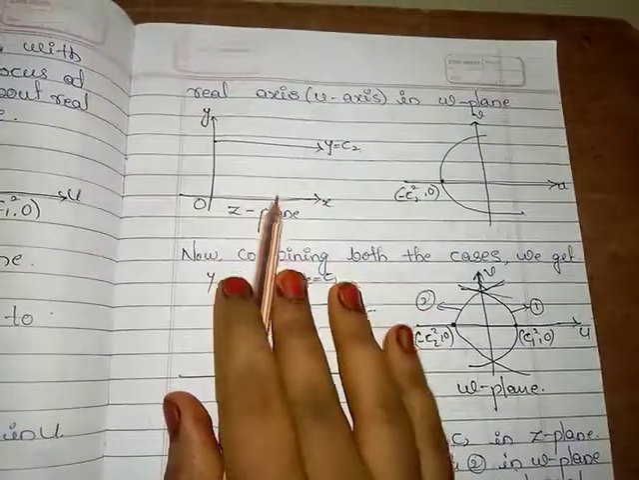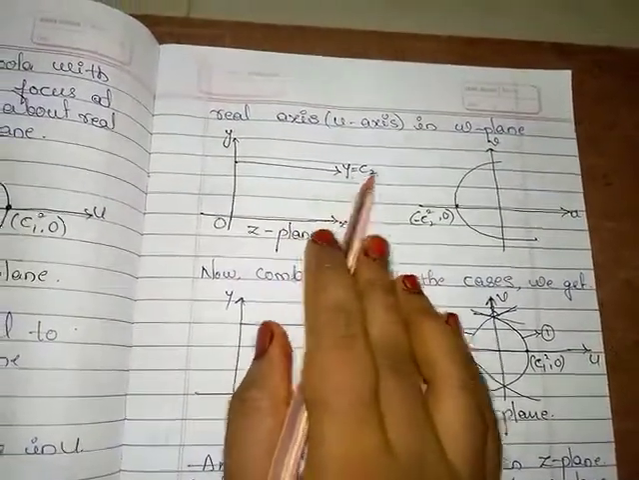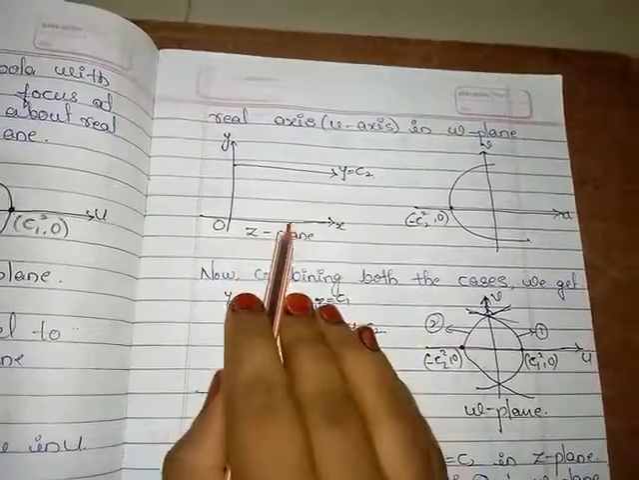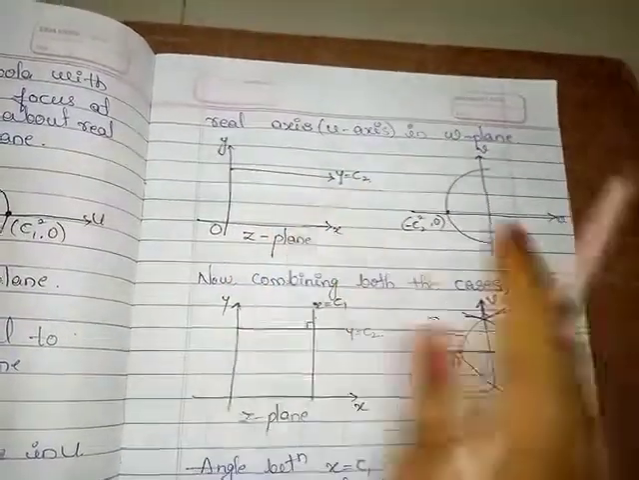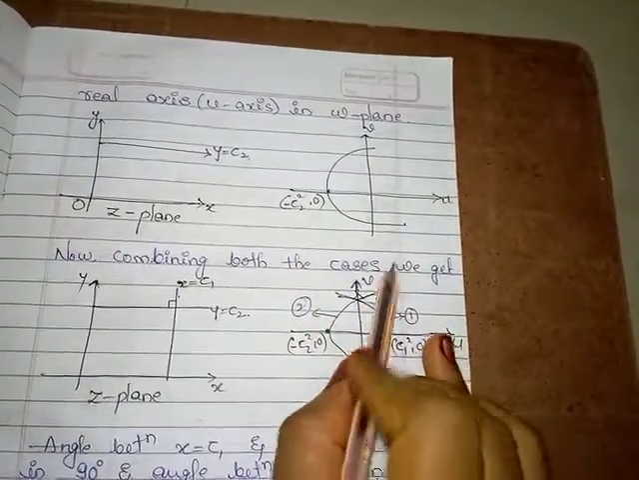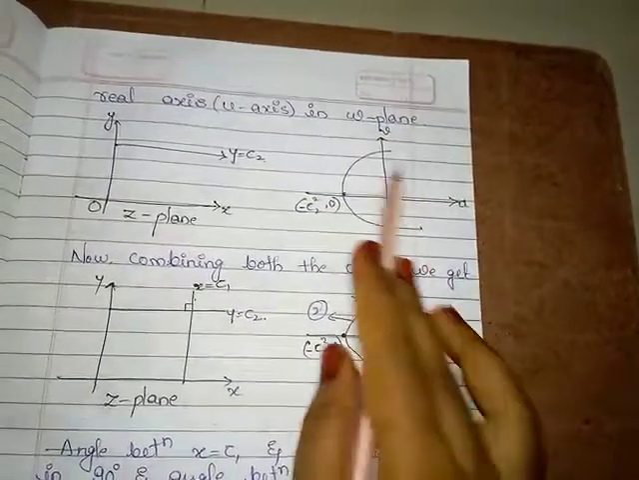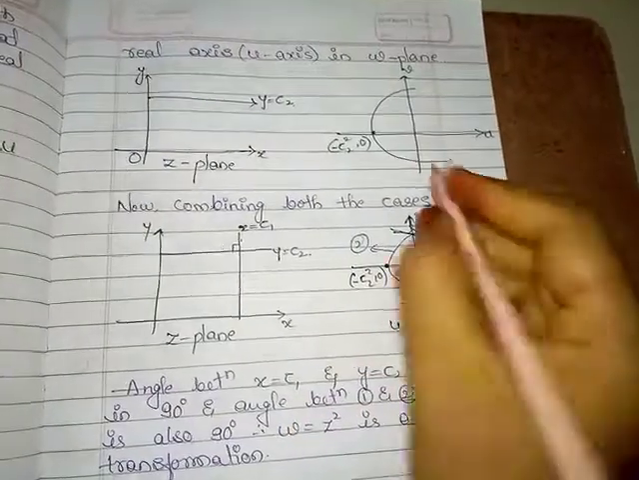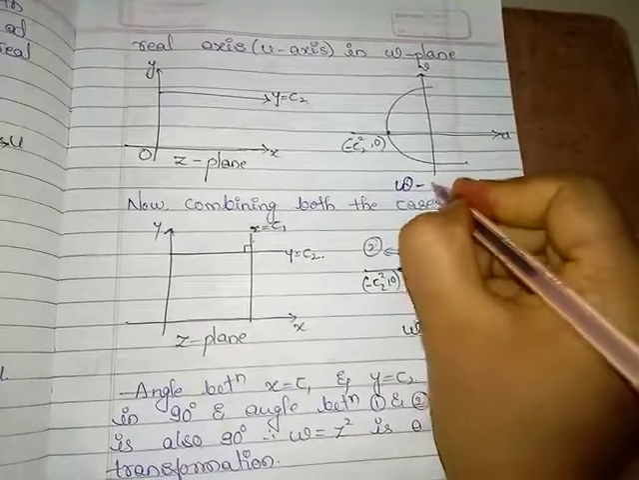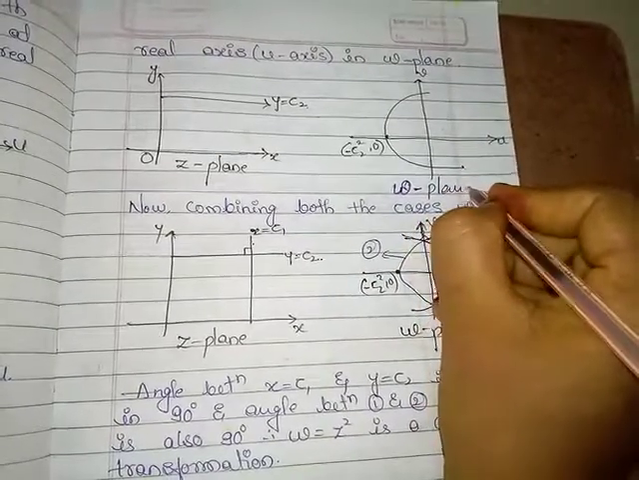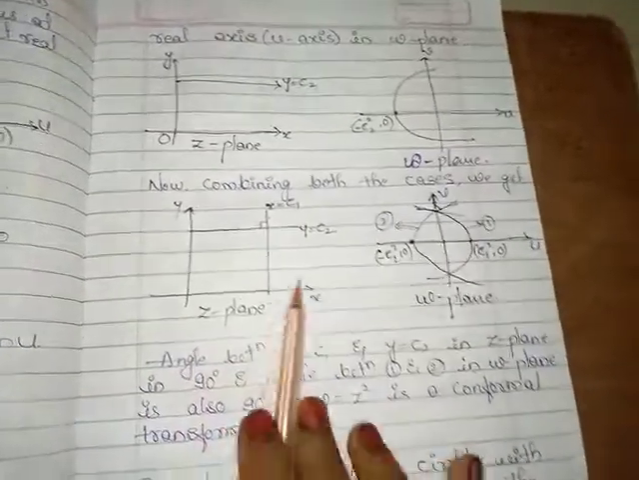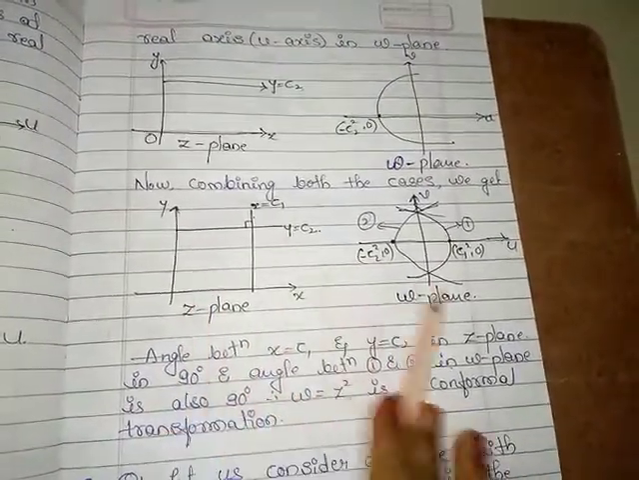Here also in z plane our equation is y is equal to c2, which represents a straight line parallel to x axis. After the transformation it will be the equation of a parabola in the w plane. Now on combining both the cases we will get the planes like this.